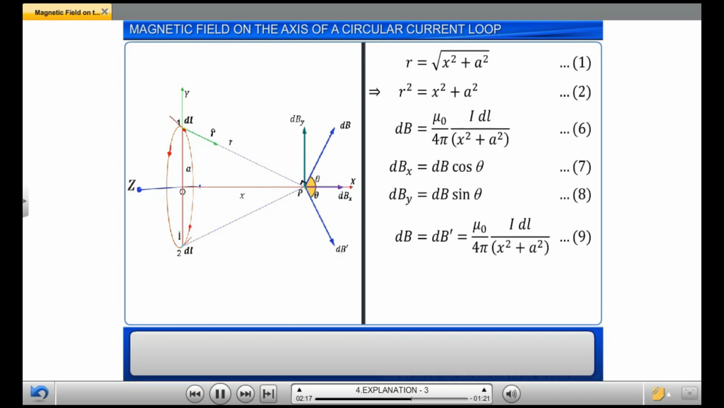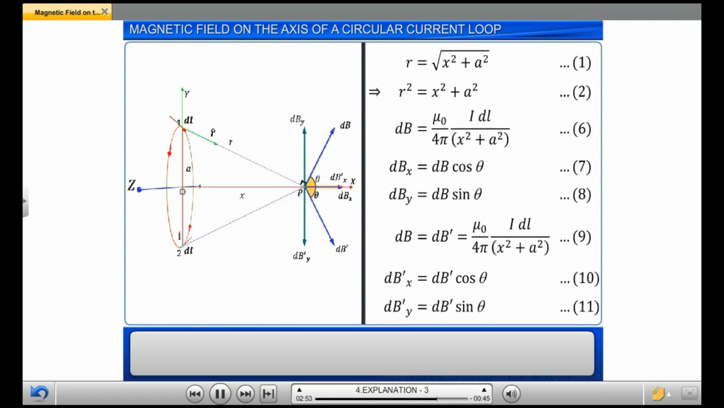The magnetic induction dB dash can also be resolved into its horizontal and vertical components, dB dash x and dB dash y, as shown. Here, dB dash x is equal to dB dash cos theta. Let this be equation 10. And dB dash y is equal to dB dash sin theta. Let this be equation 11.